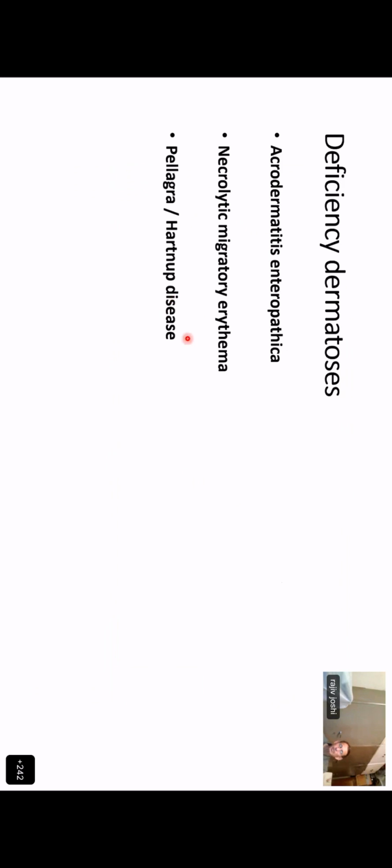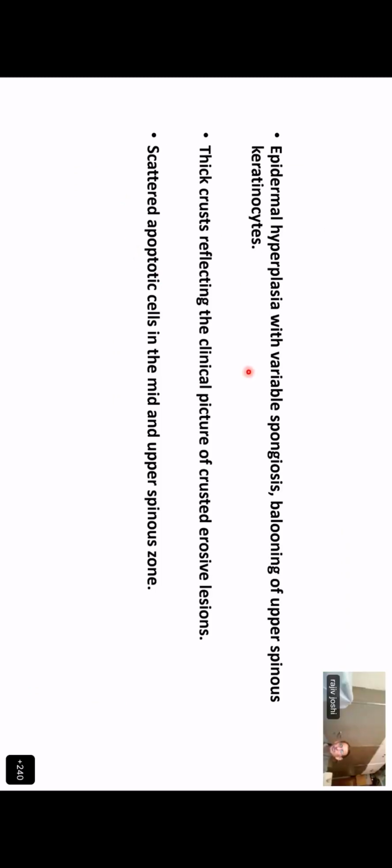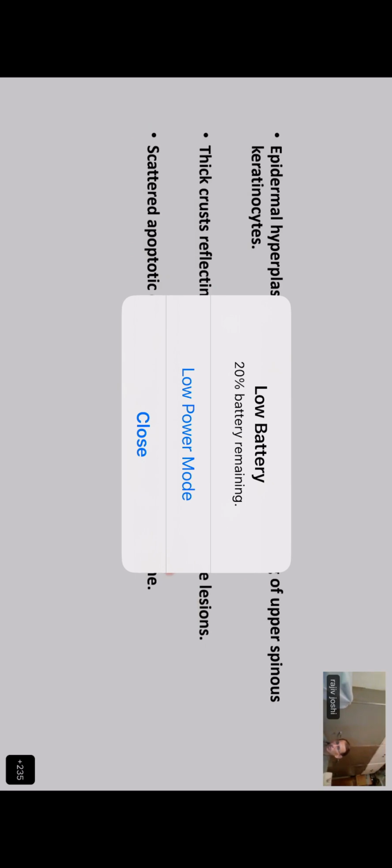Then a whole group of deficiency dermatoses also give rise to psoriasiform hyperplasia. So you have acrodermatitis enteropathica, which is because of zinc deficiency, necrolytic migratory erythema, which is because of glucagon-secreting tumors, and pellagra or Hartnup disease. Here you get epidermal hyperplasia with variable spongiosis, ballooning of the upper spinous keratinocytes, thick crusts which reflect the clinical picture of crusted erosive lesions, and scattered apoptotic cells in the mid and upper spinous zone.